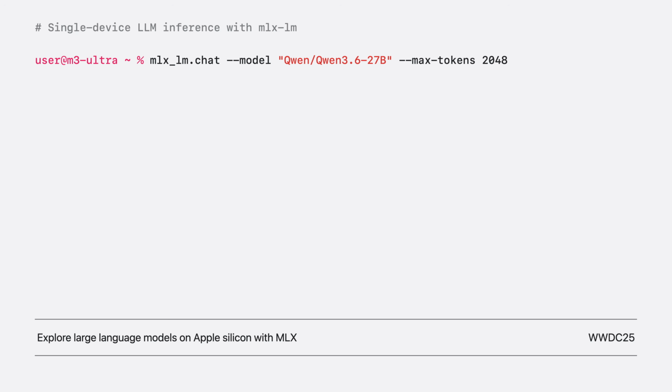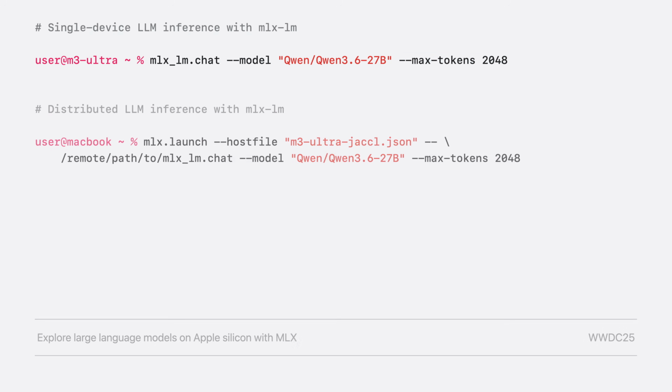We run it in the terminal, specifying the model we want to use, for example, Qwen 3.6, and the maximum number of tokens for the response. Under the hood, MLX LM loads and runs the model on a single machine.